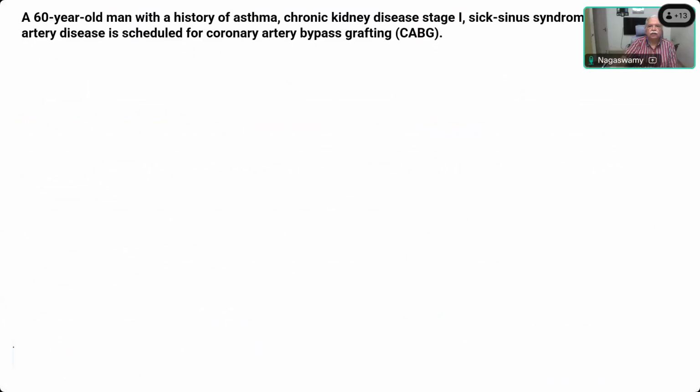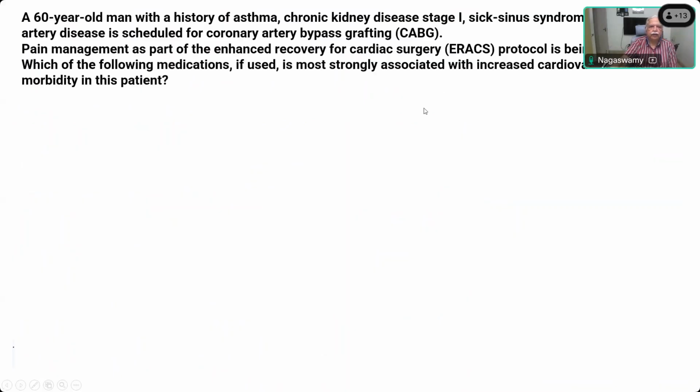So there is a case history. A 60-year-old man with history of asthma, chronic kidney disease stage 1, sick sinus syndrome, coronary artery disease, scheduled for coronary artery bypass grafting. The pain management as part of enhanced recovery for cardiac surgery protocol is planned. Which of the following medications, if used, is more strongly associated with increased cardiac morbidity in this patient?